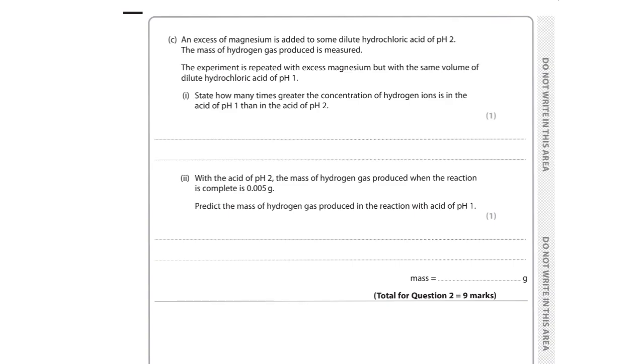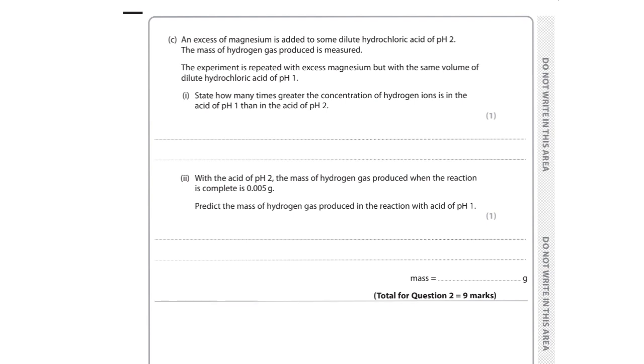Now, part C says an excess of magnesium is added to some dilute hydrochloric acid of pH 2. The mass of hydrogen gas produced is measured. The experiment is repeated with excess magnesium, but with the same volume of dilute sulfuric acid of pH 1. So the pH is changed from 2 to 1. State how many times greater the concentration of hydrogen ions is in the acid of pH 1 than pH 2.